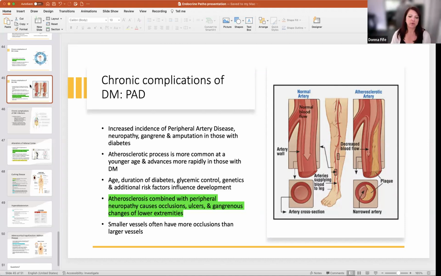Atherosclerosis combined with peripheral neuropathy causes occlusions, ulcers, and gangrenous changes of the lower extremities. Smaller vessels often have more occlusions than the larger vessels.